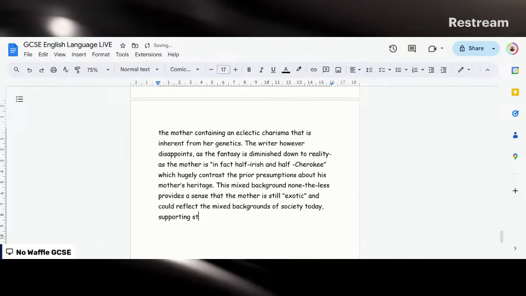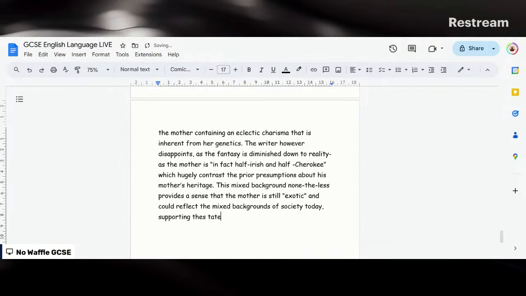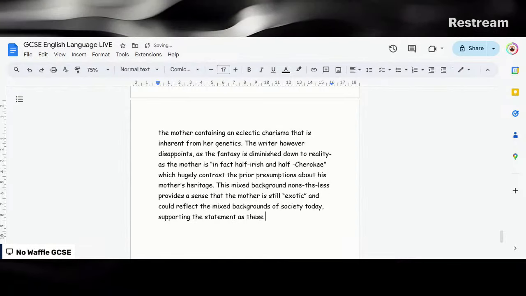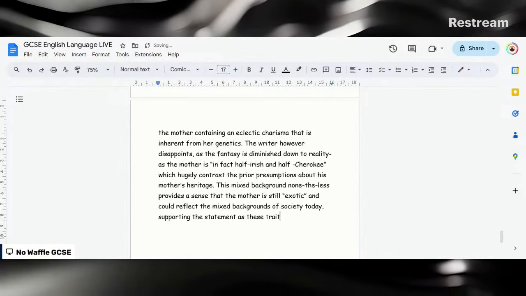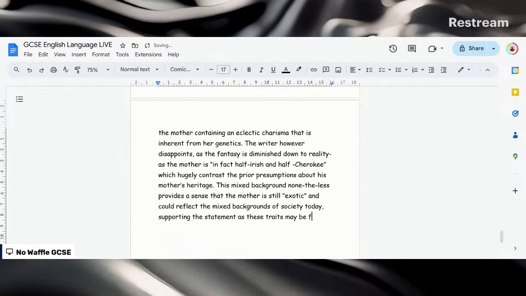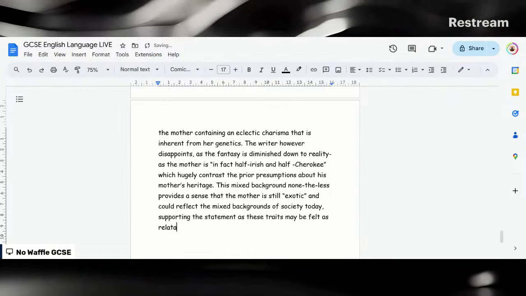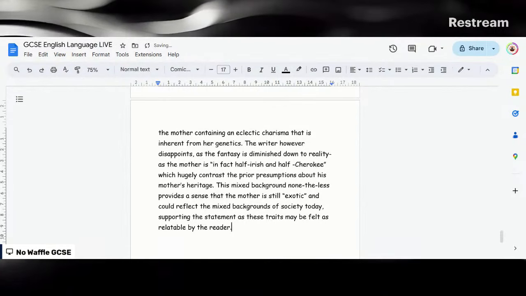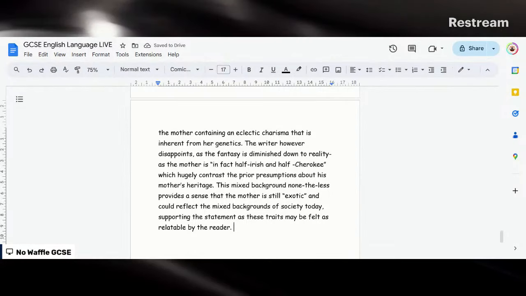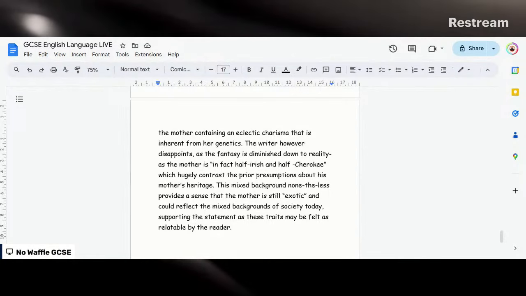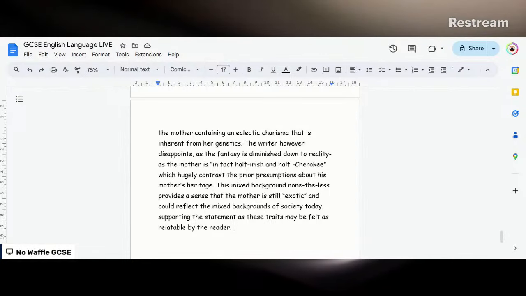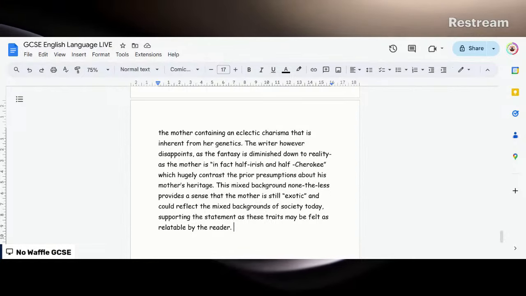Supporting the statement as these traits may be felt as relatable by the reader. Okay, and the statement was all about how she was portrayed as vividly and also lifelike. So we can say that the lifelike factor, yeah, you can definitely agree with that. But again, you can see here you can go either way with your analysis. You can either agree with it or disagree with it.